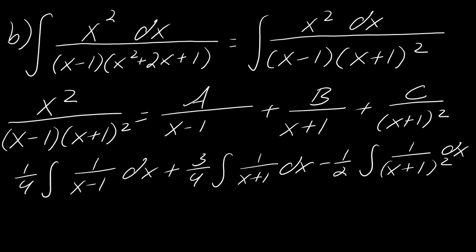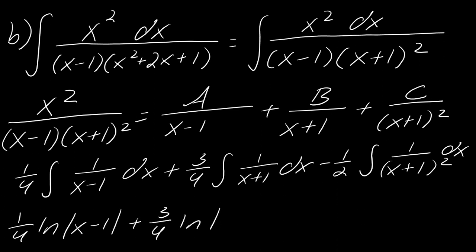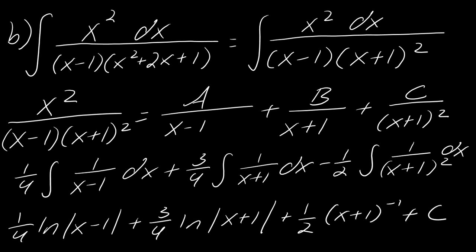Okay, so now I've got my integrals set up. This time I decided to set them up with all the constants in front, so I set up 3 separate integrals to make that work. So if I integrate, I've got 1/4 times the natural log of x minus 1, 3/4 times the natural log of x plus 1, and then for this last one, this will actually become plus 1/2 x plus 1 to the negative 1, all of that plus c. And so you can use substitution to figure out any one of those.